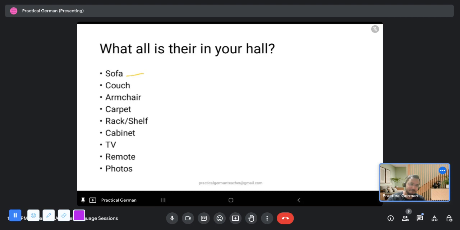Der. I'm not sure. Anyone else, what do you think sofa is, der, die, or das? Das sofa, I think. Yeah. But even if you say der, many of the rules you will still be right, because most of the rules which apply are the same for der as well as das.